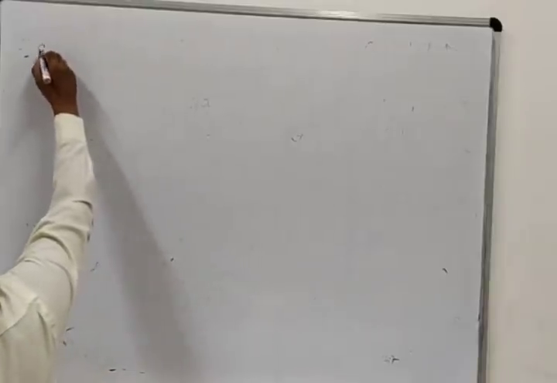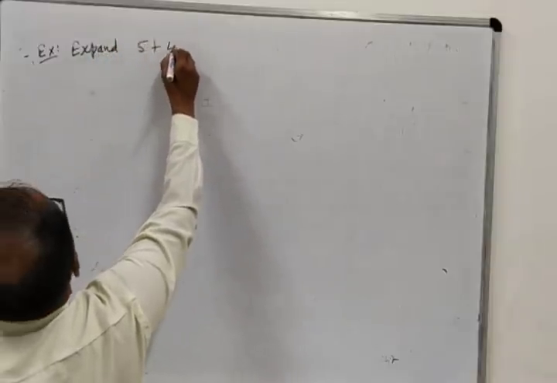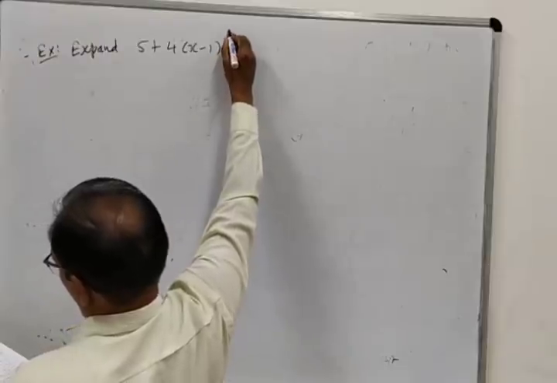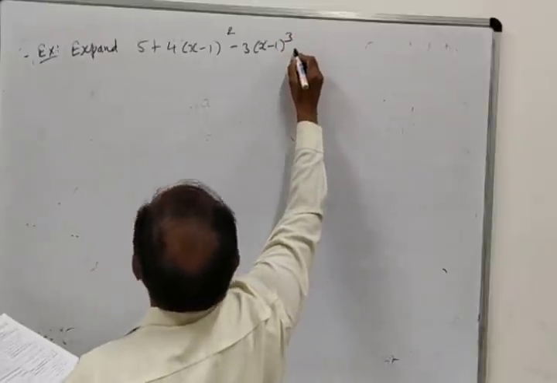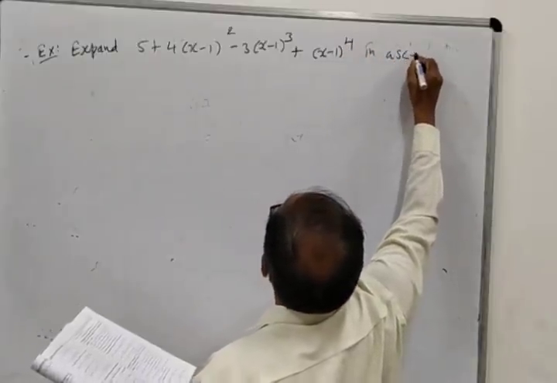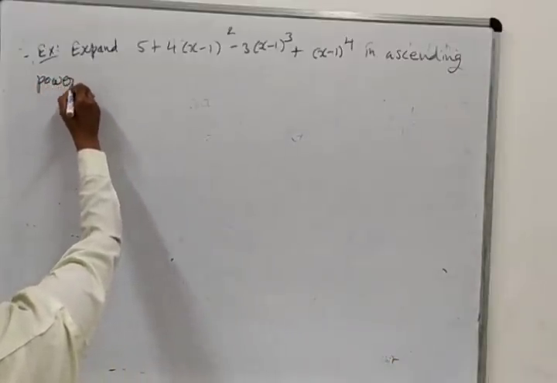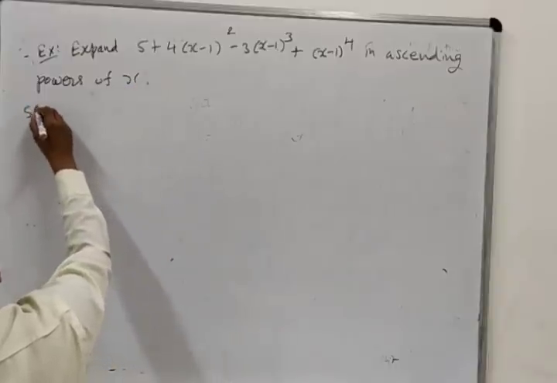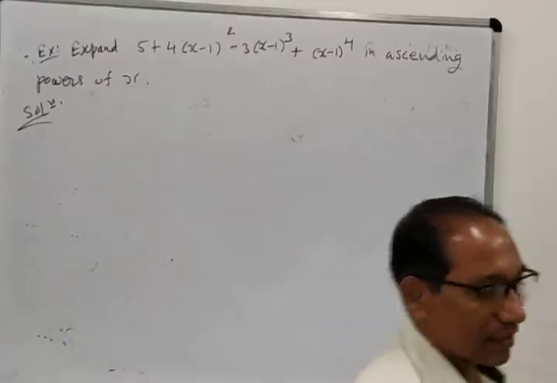One more example I would like to give you. Example: expand 5 plus 4 into x minus 1 whole square minus 3 into x minus 1 whole cube plus x minus 1 whole raised to 4 in ascending powers of x. So this problem is very simple, because the derivatives of these functions are very easy.